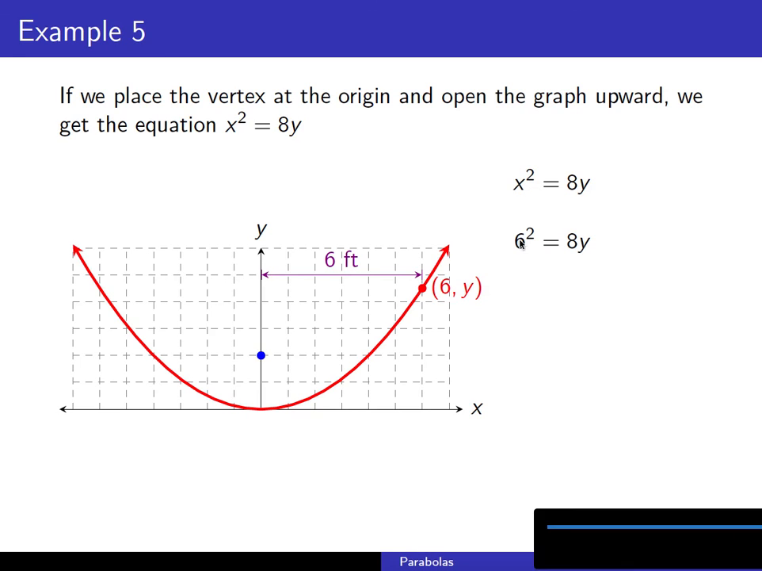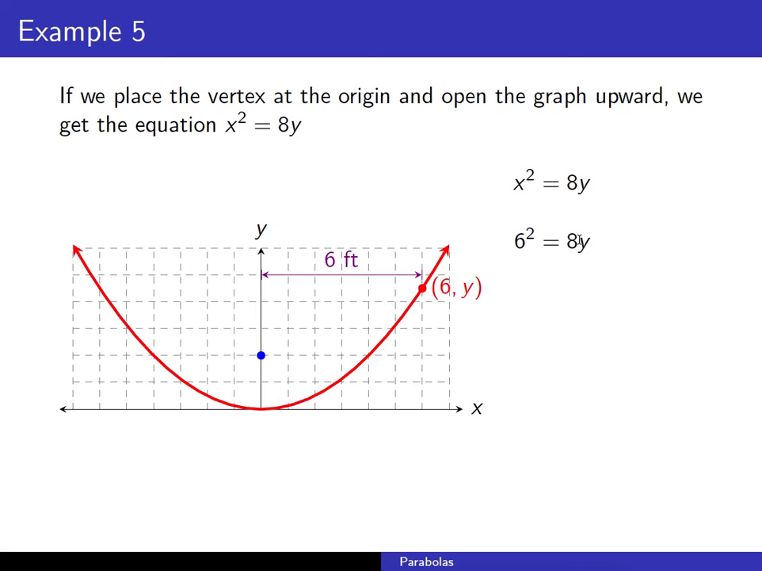So when we do that, we get 6 squared equals 8y. 6 squared is 36, so divide both sides by 8, and 36 eighths reduces to 9 halves, or 4.5. So for a 12-foot wide satellite dish, where the receiver is 2 feet away from the vertex, it's going to be 4.5 feet deep, or 4.5 feet tall, for those conditions.